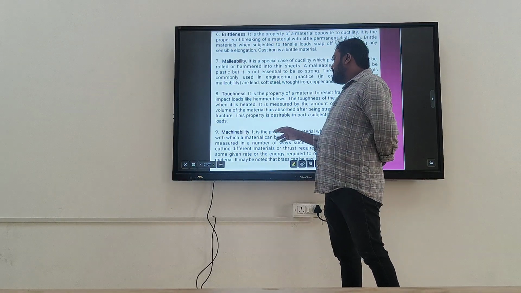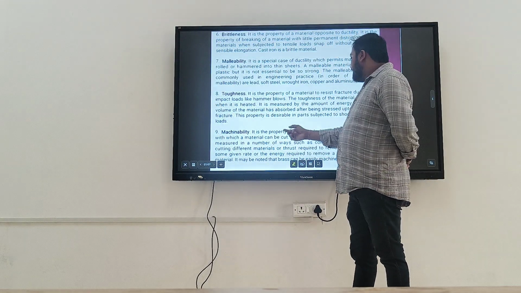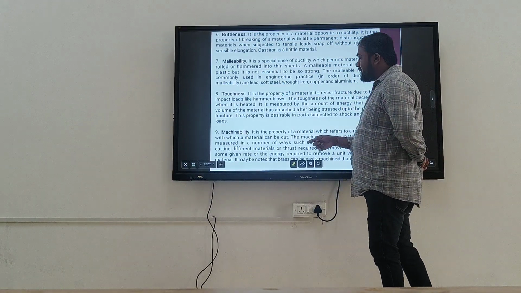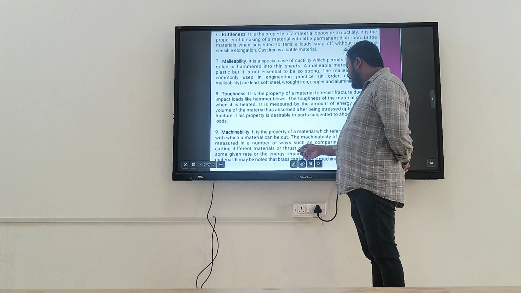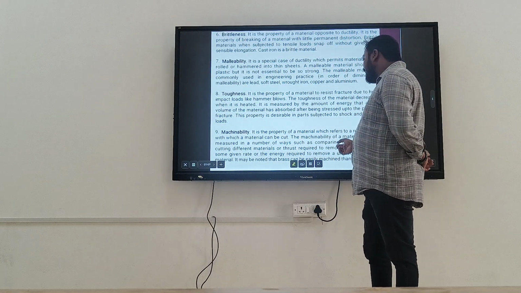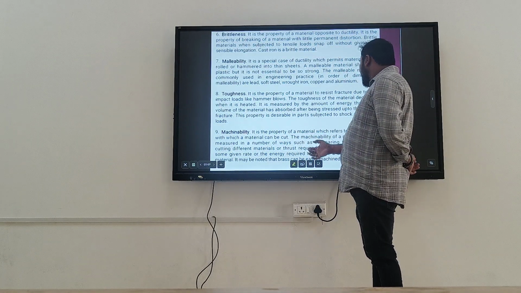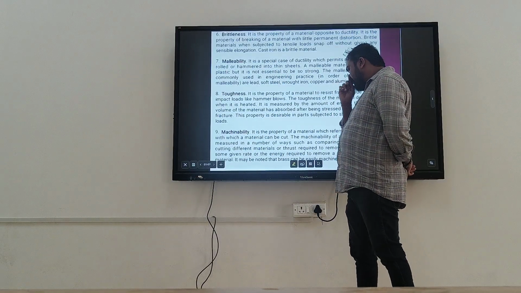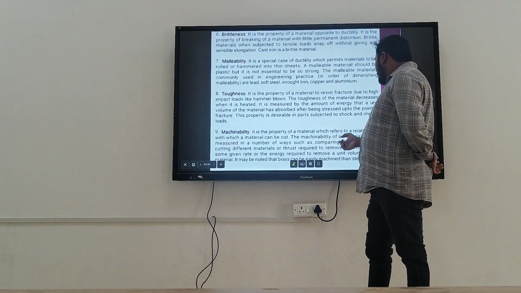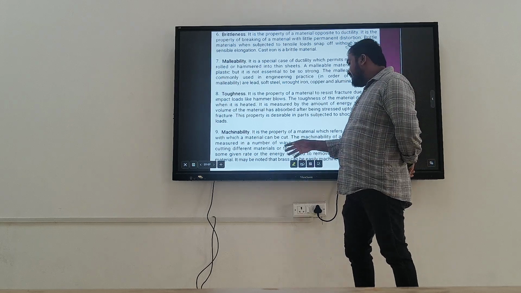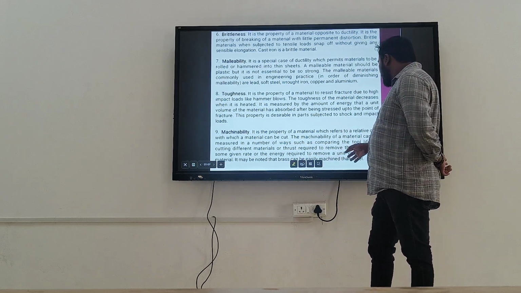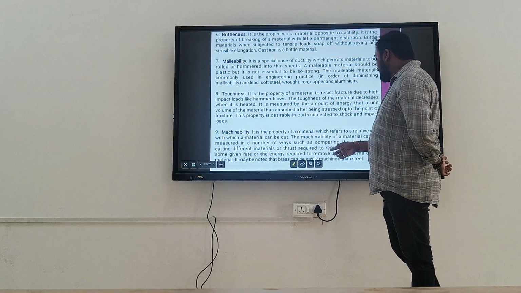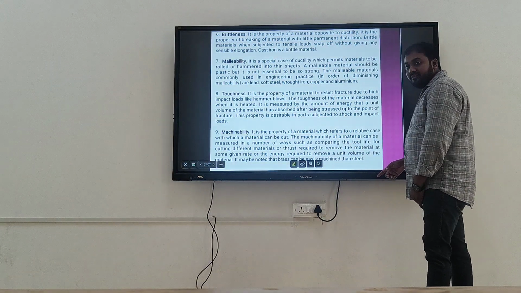Next one is machinability. What is machinability? It is the property of a material which refers to the ease with which a material can be cut. The machinability of a material can be measured in a number of ways, such as comparing the tool life for cutting different materials, or the thrust required to remove the material at some given rate, or the energy required to remove a unit volume of the material. It may be noted that brass can be machined more easily than steel.